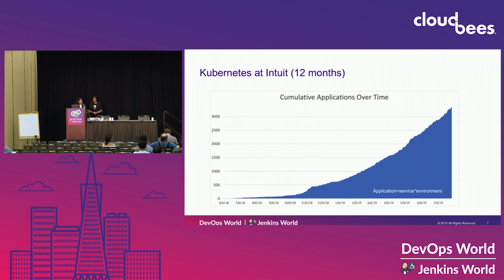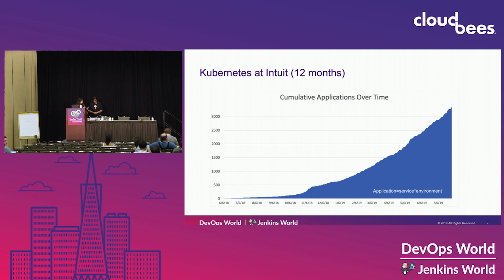So this is a graph of our Kubernetes adoption at Intuit. As I said, we started building the platform in early 2018. So around mid 2018, we were ready to onboard services to this platform. And then starting late 2018, the whole company started onboarding to this platform.